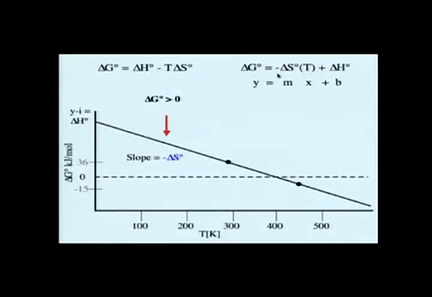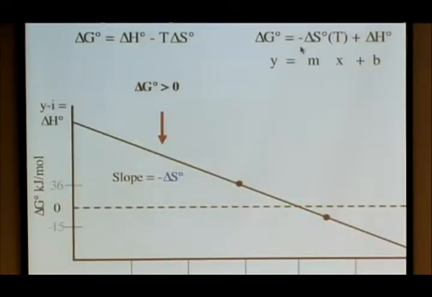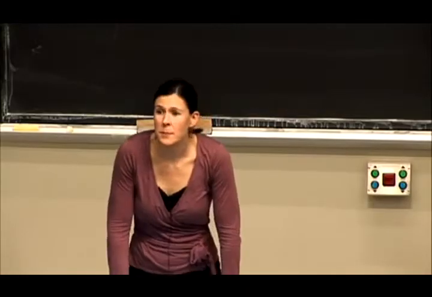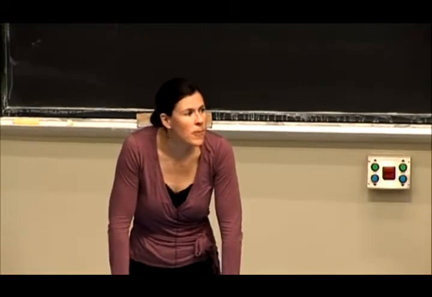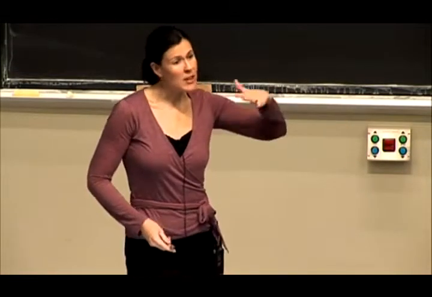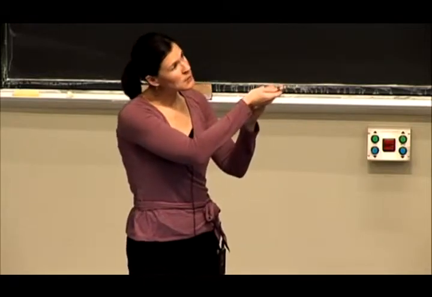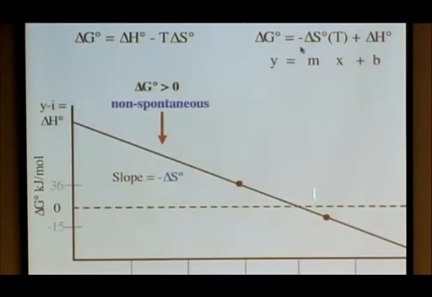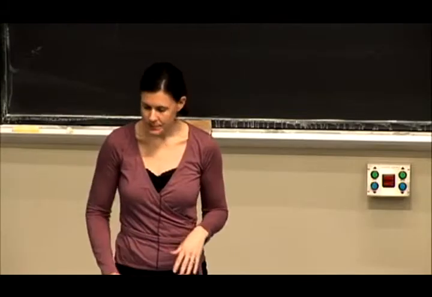Again, what I want to point out is that any time we're at a temperature lower than this threshold temperature, delta G is greater than 0, and we're dealing with a non-spontaneous reaction. However, if we move our temperature up and up and up, going across the graph this way, eventually we'll hit a point where, above that temperature, delta G is less than 0, and now we have a spontaneous reaction.